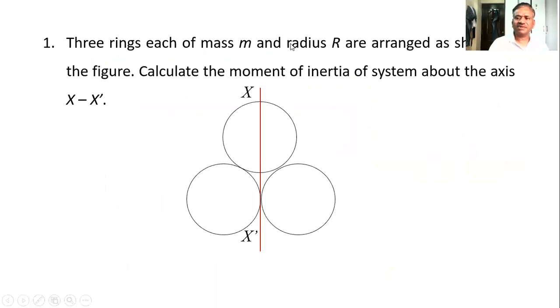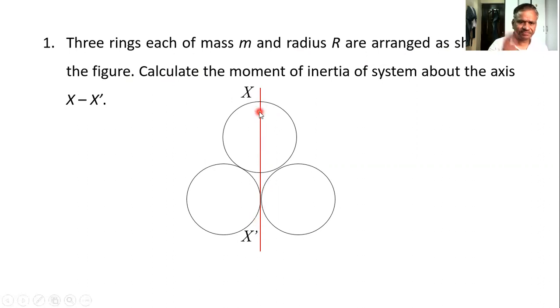Listen, see carefully now. Here, 3 rings each of mass m and radius r are arranged as shown in the figure. Calculate the moment of inertia about the axis x dash.